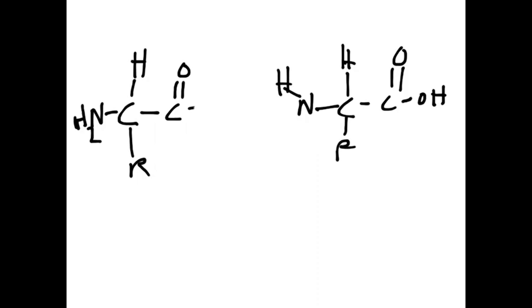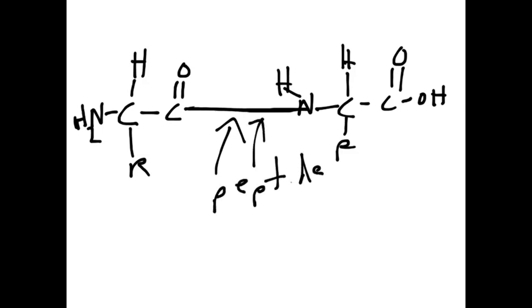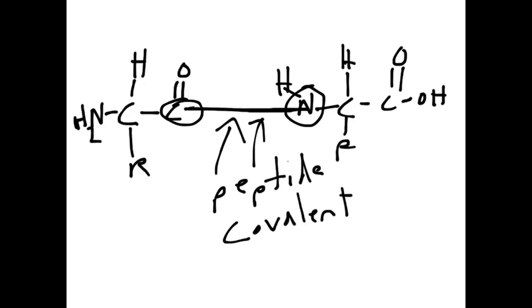That frees up a binding site on both molecules, and with the help of some enzymes, a bond will form between the carbon in the carboxyl group and the nitrogen in the amino group. This bond is a peptide bond. And since it involves the sharing of electrons between nonmetals, in this case nitrogen here and carbon here, it is a covalent bond. So a peptide bond is a type of covalent bond. A protein is made of many, many amino acids connected together via these peptide or covalent bonds.